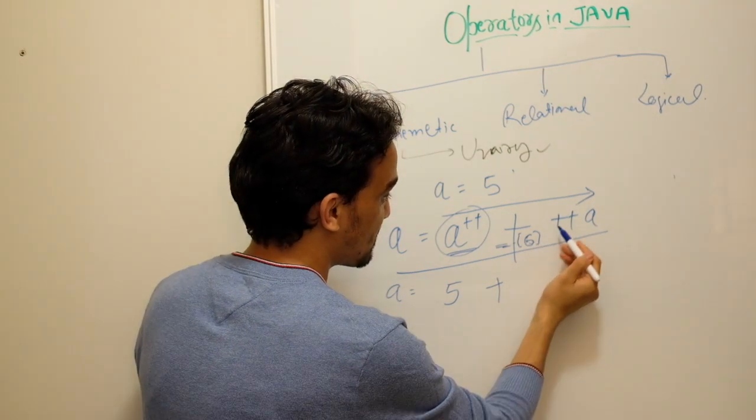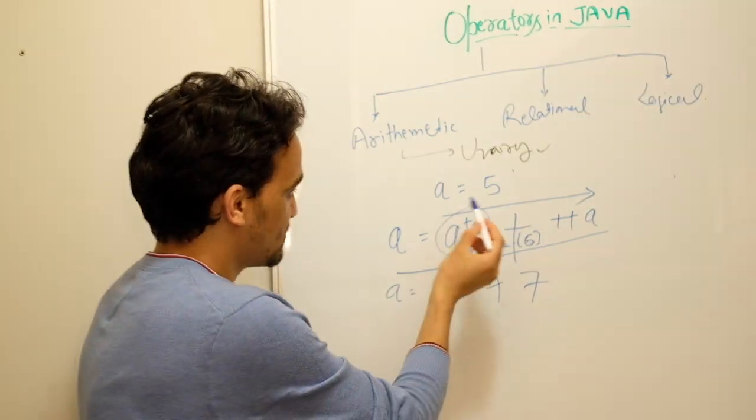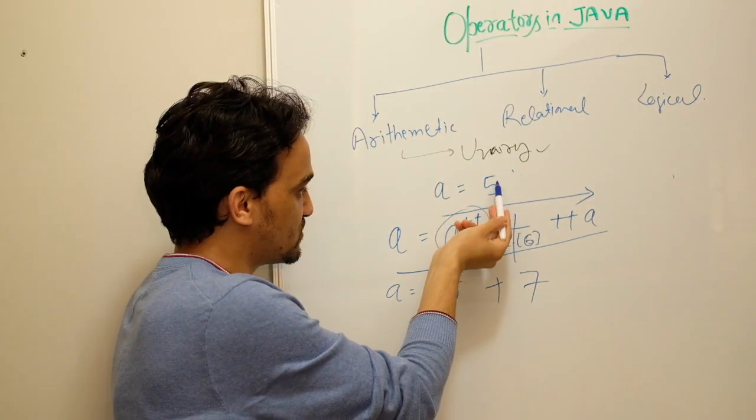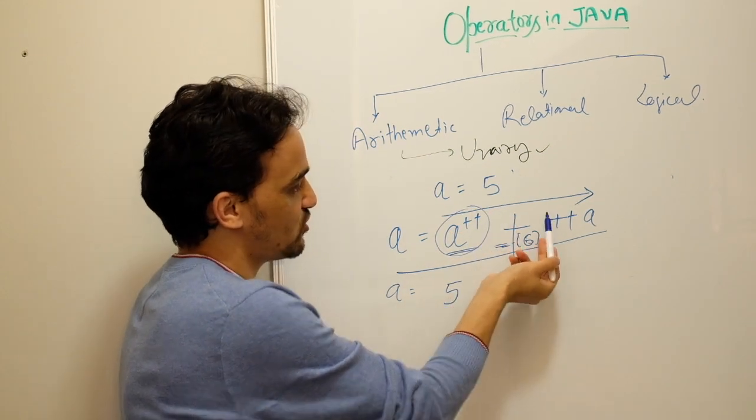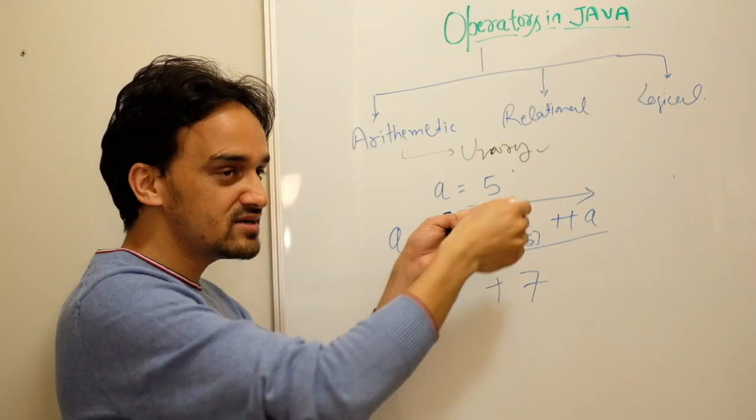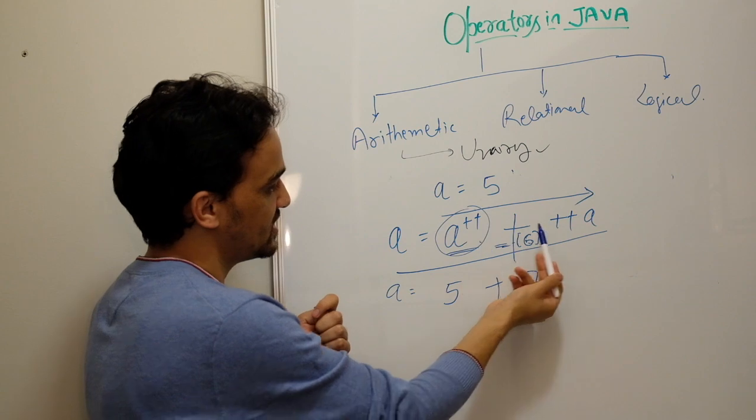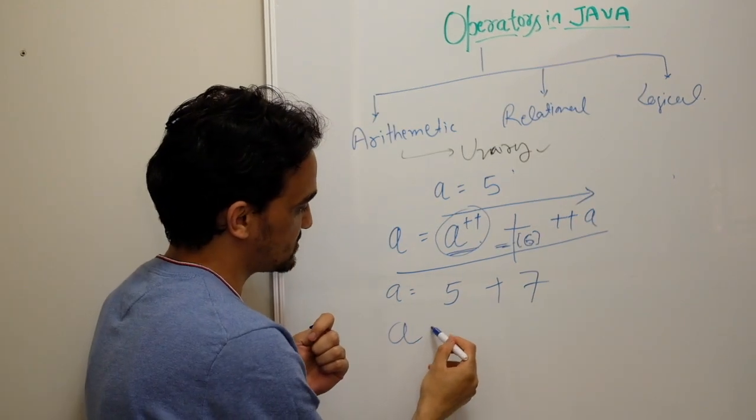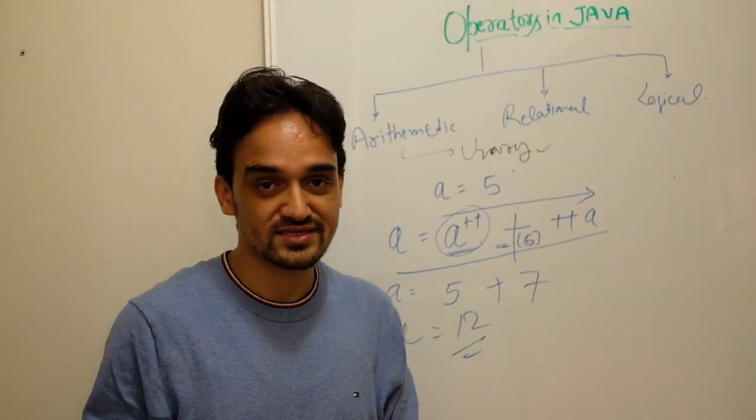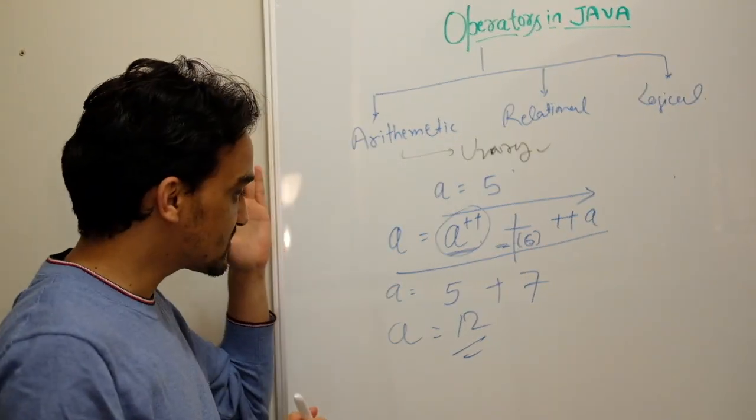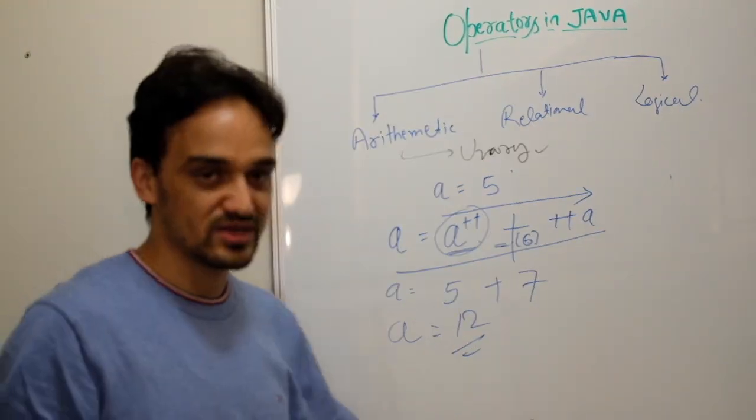So A was 6, it will become plus 1 and then 7. You see the value of A was 5 initially, but after just moving these two operators here, it has increased 2 times. A plus 1 here and then A plus 1 here. So the answer will be 12. This is how we have to understand the prefix and postfix, and this is how the expressions are going to be evaluated.